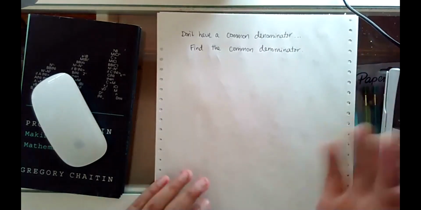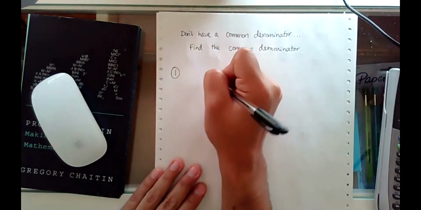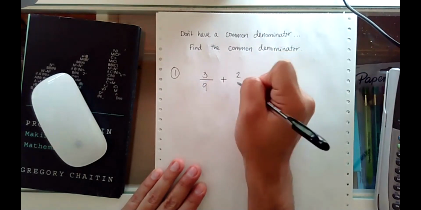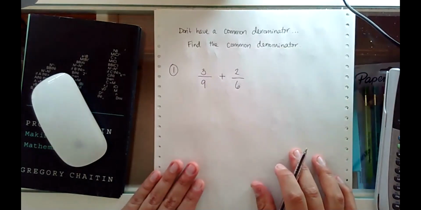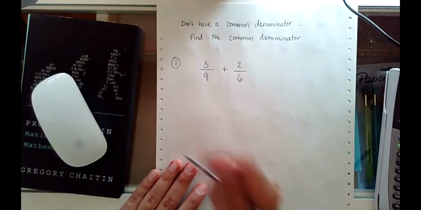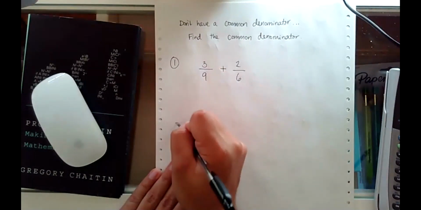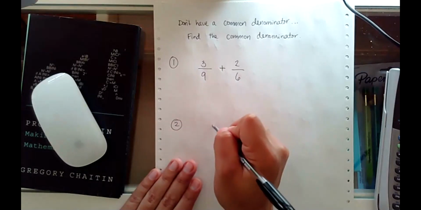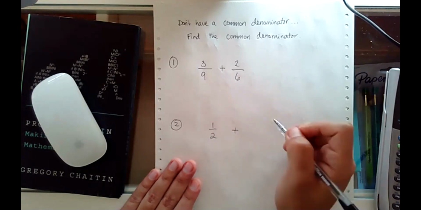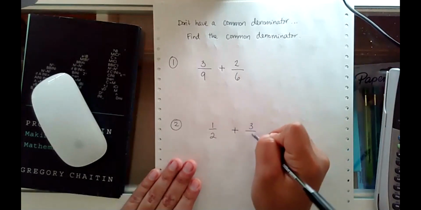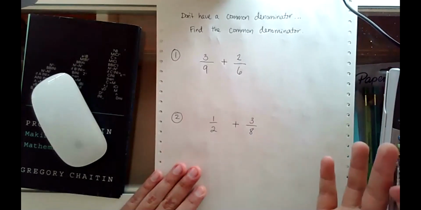Okay, so for instance, if I had to add 3/9 plus 2/6, maybe I want to start with something a little bit easier to draw. Okay, so I'll come back to this one. Maybe I want to add 1/2 plus 3/8. This way, I can talk about pizzas.